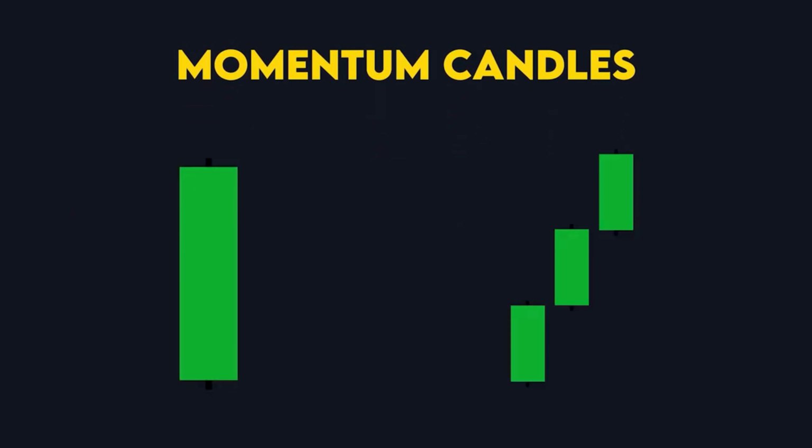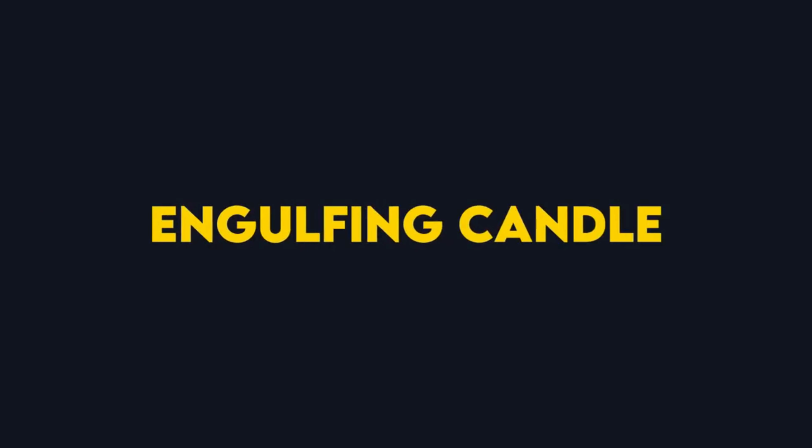This can be a great way to find the start of a trend. The specific momentum candle we're going to be looking for is what is called an engulfing candle. To put it simply, an engulfing candle is a candle where it engulfs the previous candle.